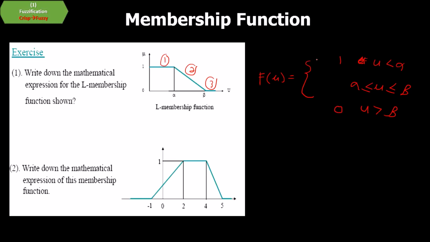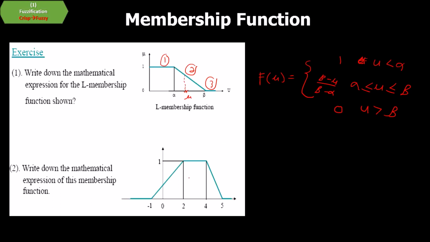For the center part, which is the second part of this membership function, we can determine it if we put u here. Because we need to find the length of this part, it will be equal to beta minus u over beta minus alpha. So we have settled how to construct this membership function. This is the first exercise.